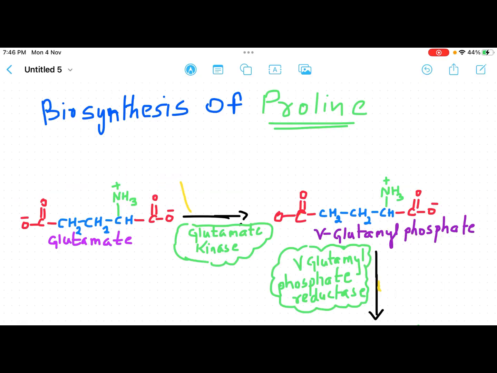Let's see the biosynthesis of proline. Glutamate will take the phosphate group from ATP, so ATP is changing into ADP. This process is taking place in the presence of the enzyme glutamate kinase. The phosphate group will attach onto the carboxylate group, but there are two carboxylate groups. So basically it is going onto the gamma carboxylate group, not the alpha. That is why the name of the product is gamma-glutamyl phosphate.